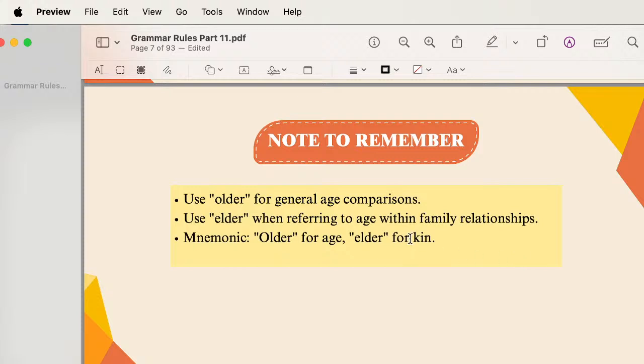Now, what is the meaning of kin? What do you understand by kin? Have you heard this word before? What is the meaning of kin? K-I-N. Kith and kin. What is the meaning of K-I-T-H and K-I-N? Any idea about it?